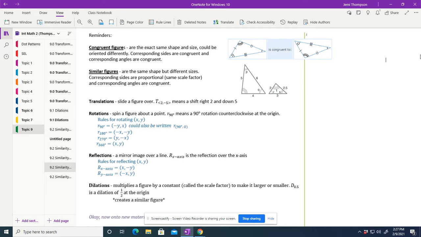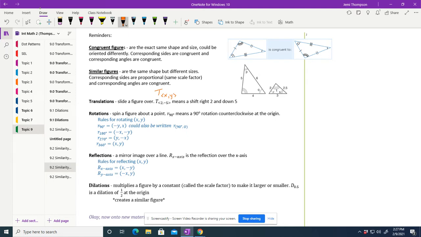All right. The three types of transformations that we reviewed from Math 1 were translations, rotations, and reflections. These are all rigid motion transformations, which means the shape and size of the figure doesn't change. So a translation is when I just slide something over. So usually I have a capital T, and then I've got whatever I'm doing to X and whatever I'm doing to Y in these little triangular brackets on the bottom here.